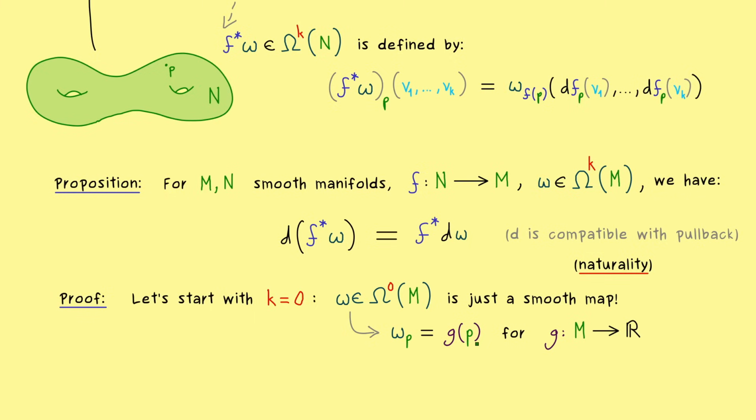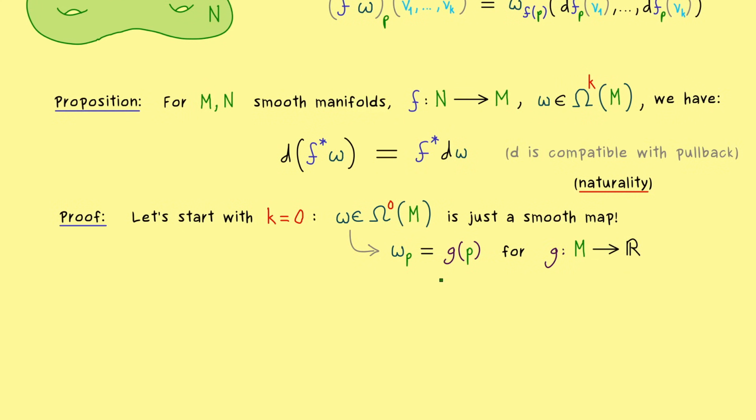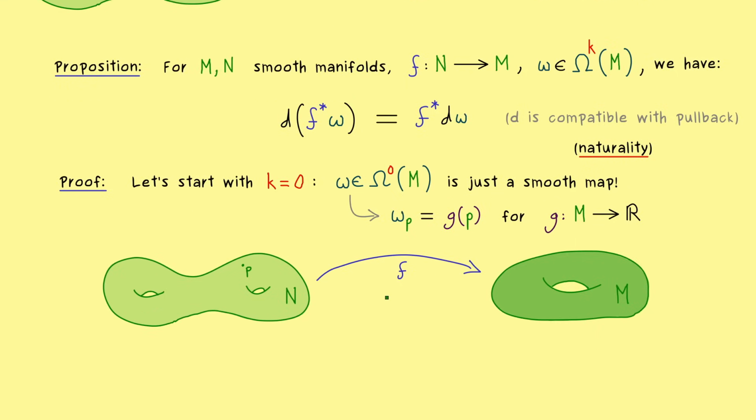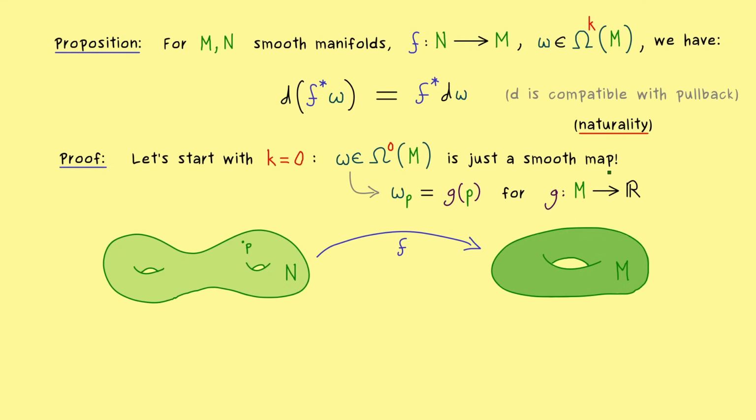Which also means that the pullback f* gives us a map on N. So please don't forget the picture, our smooth map f goes from N into M. And there you might already see that in this case the pullback is just a composition of maps. And this is not hard to see because we can just use the definition from above again. So we don't put any tangent vectors in, so we just have omega at the point f(p).